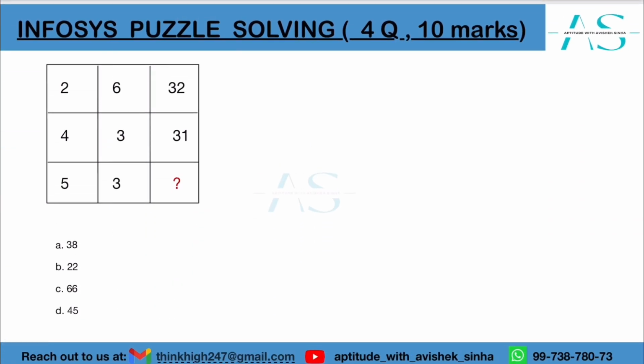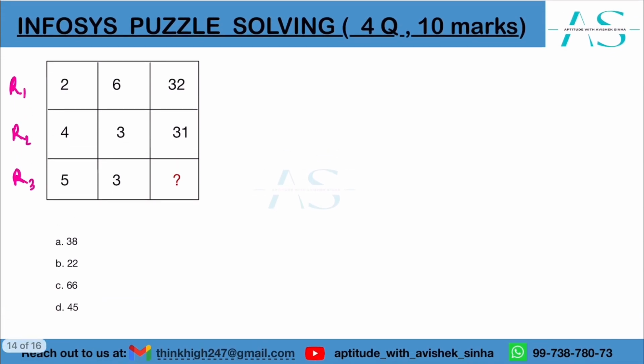With the next question we have 2, 6, 32, 4, 3, 31. Somewhere down the line, it is obvious that since these two are smaller values and then we have a larger value, we could be going row wise. Connection could be row wise. That is one part that we are certain about. It could be the logic that we can use.